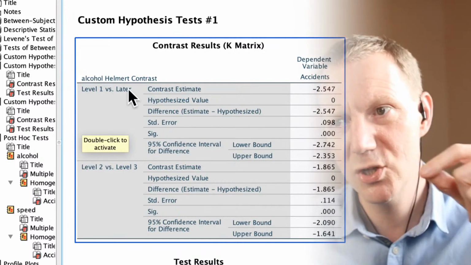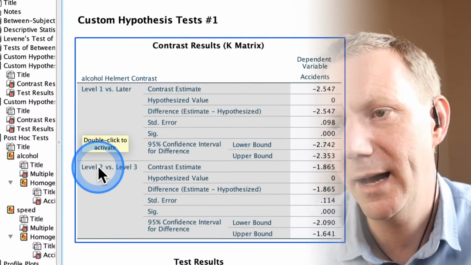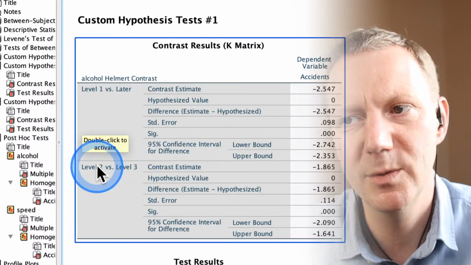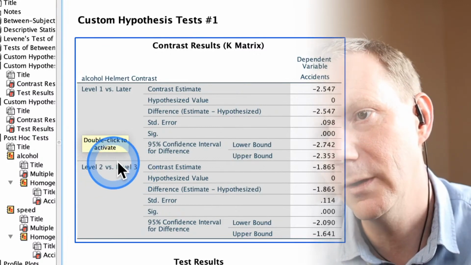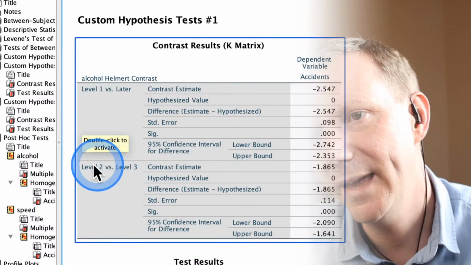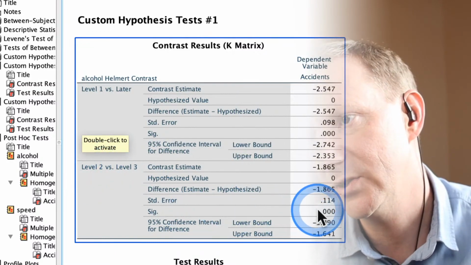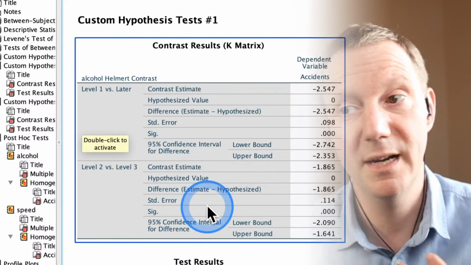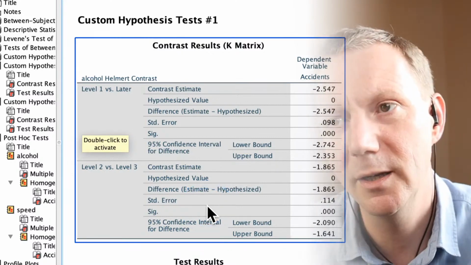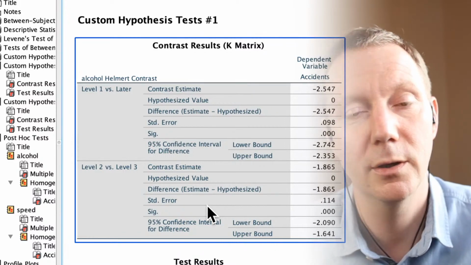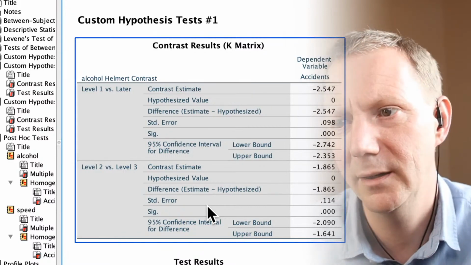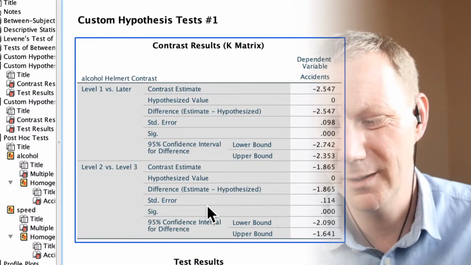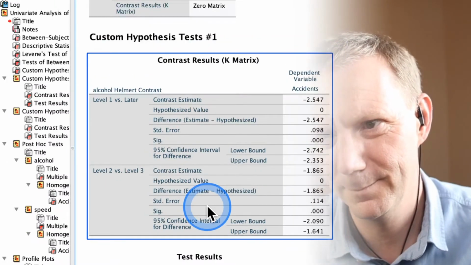Like a tree structure. And then it says, well, I'm going to compare level 2 to level 3. So is there a difference between a little bit of alcohol and a lot of alcohol? And that difference is also significant. So we now know that there is a difference between a little bit of alcohol use or a lot of alcohol use within our simulator, our driving simulator.